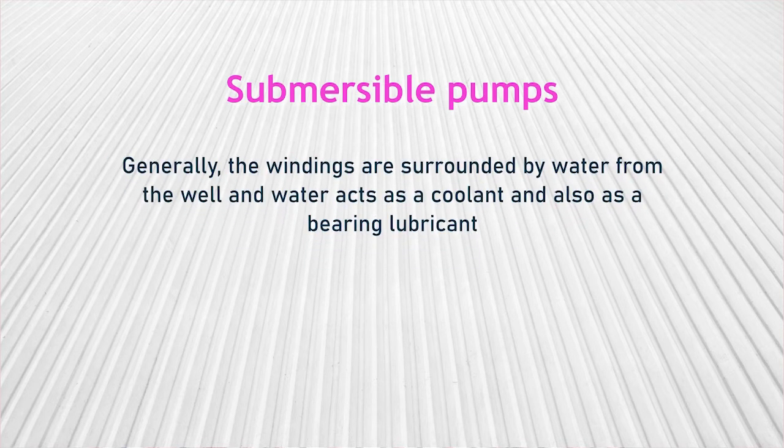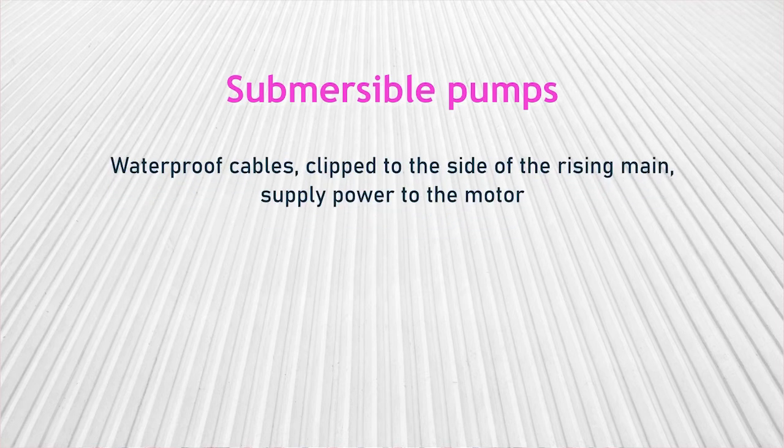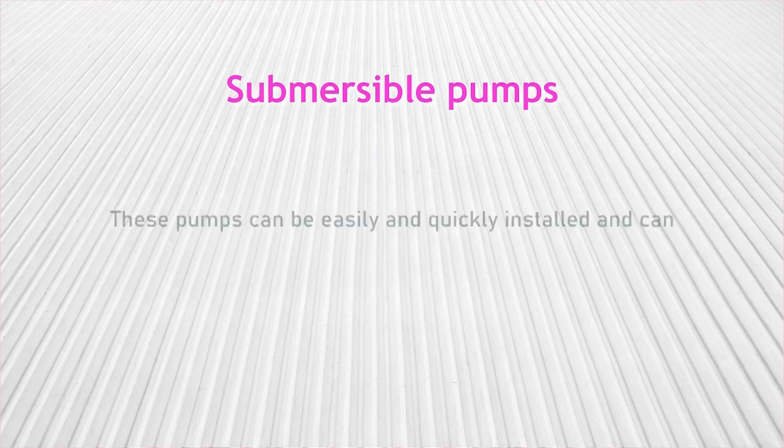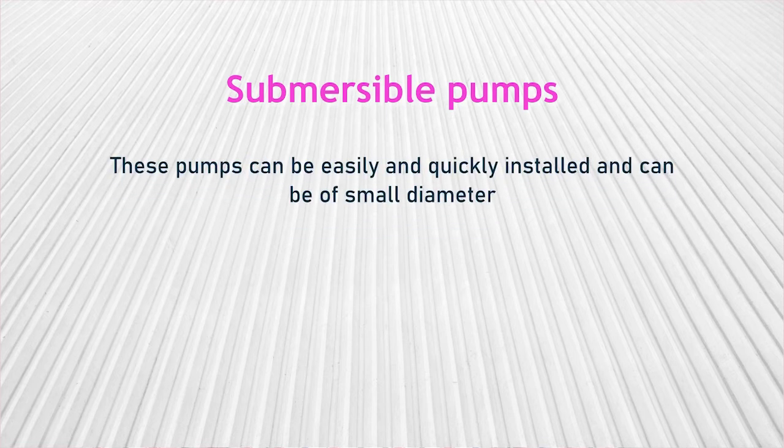Generally, the windings of this motor are surrounded by water from the well, and the water acts as a coolant and also as a bearing lubricant. Waterproof cables, which are clipped to the side of the rising main, supply power to the motor. Submersible pumps can be easily and quickly installed, and they can be of smaller diameter. So we have discussed the four miscellaneous types of pumps other than the rotodynamic pumps and positive displacement pumps, including the hydraulic ram, the submersible pumps, the airlift pumps, and jet pumps.